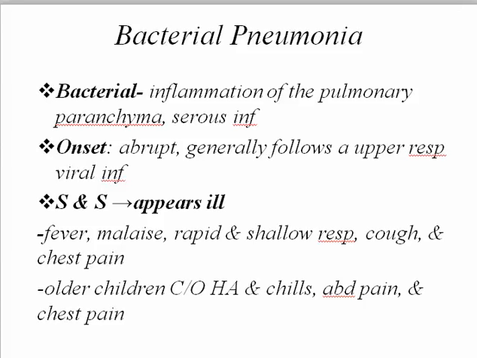Signs and symptoms: the patient will appear very ill. So they have a fever, they'll have malaise, or be kind of tired, groggy. They have some rapid and shallow respirations, so they'd be tachypneic. They could have a cough and chest pain. But if they're an infant, they can't complain that they have chest pain, so they would be fussy and irritable. Older children would complain of a headache and chills. They might complain of abdominal pain and chest pain.